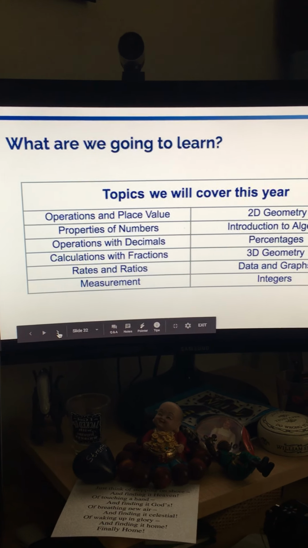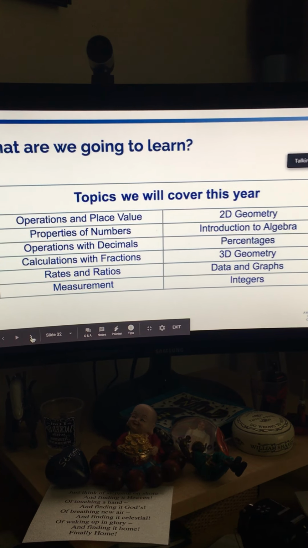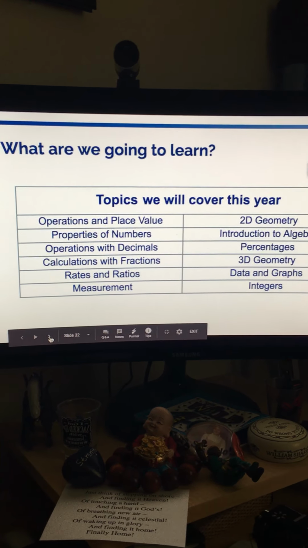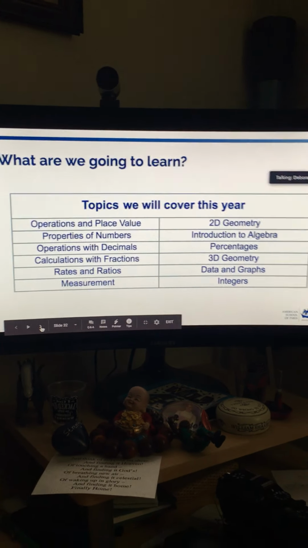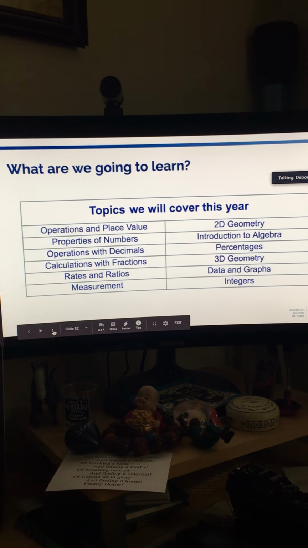I've started straight off with the slide: what are we going to learn? Because that's one of the big concerns. Math is a little bit different from other subjects, where we really have to check off the skills so that the students are ready for the next stage.